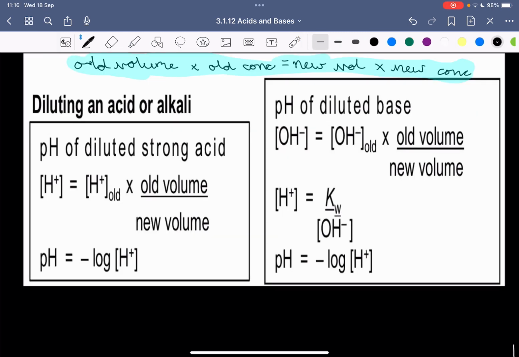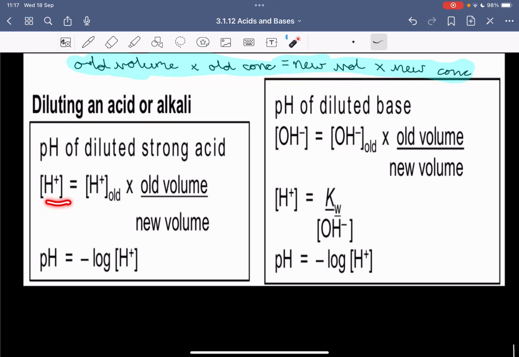Now, to actually work out the pH of an acid or an alkali, we use the formula that I've highlighted. Old volume times old concentration equals new volume times new concentration. Okay, so we use that to work out either the H plus concentration or the OH minus concentration. Now, we can rearrange these to make it look something like this. This essentially means the new concentration of H plus ions is equal to the old concentration times old volume divided by new total volume. Okay, so that's just a rearranged version of this formula here.